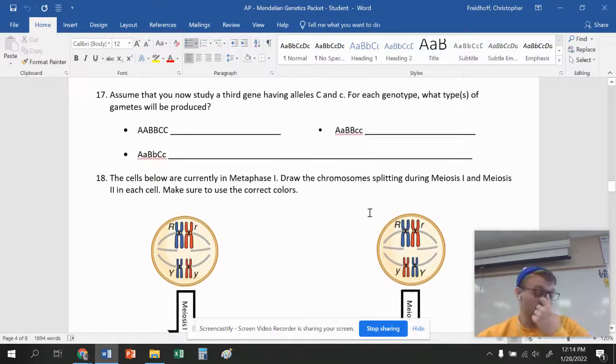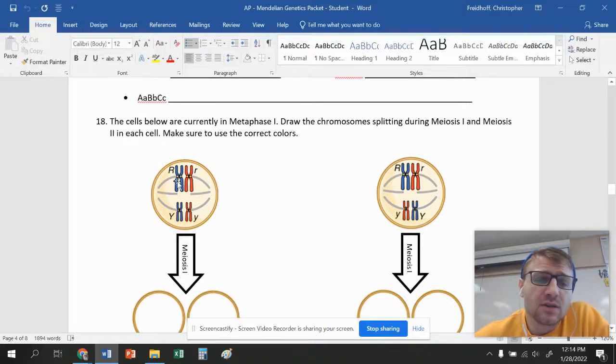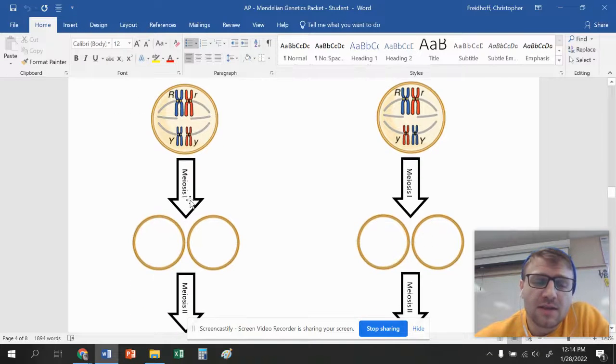Now, this one, number 18, is a little bit more confusing. This is asking you to separate these chromosomes through meiosis 1 and then meiosis 2. And I always tell students, make sure you draw the chromosomes as well, because that's going to really help you out. Now, I print these out in black and white.